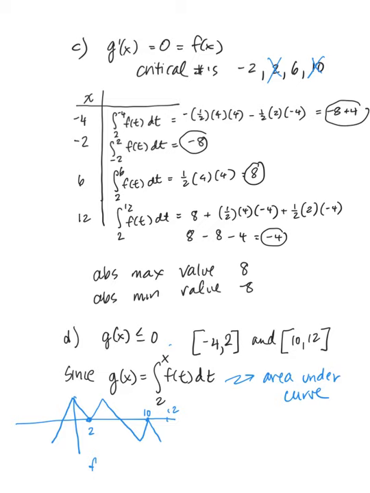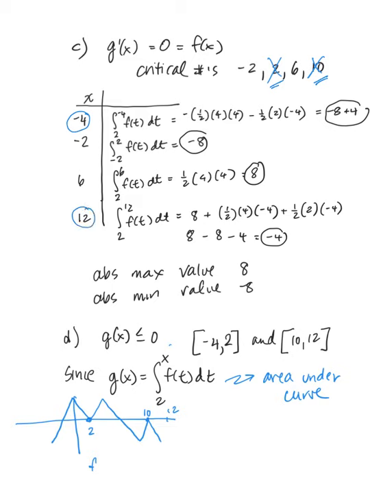In part C, we're asked to find the absolute minimum and the absolute maximum value of g on this closed interval from -4 to 12. So we're going to use our candidates test. All of our critical numbers are -2, 2, 6, and 10. However, I'm going to eliminate 2 and 10 because there's no change in sign, and we're just going to look at -2 and 6. We also must look at the endpoints, because when we're looking for absolute extrema, we must include the endpoints.